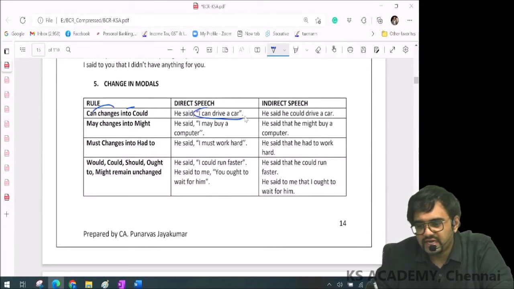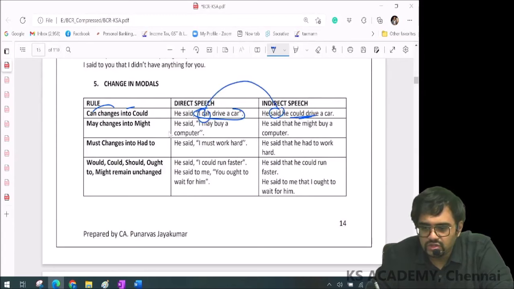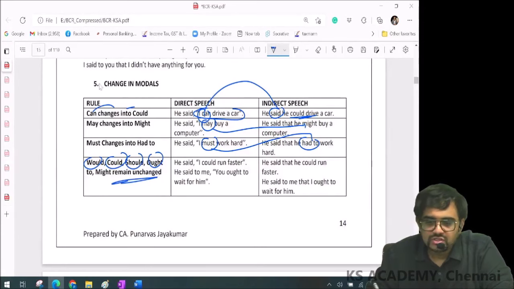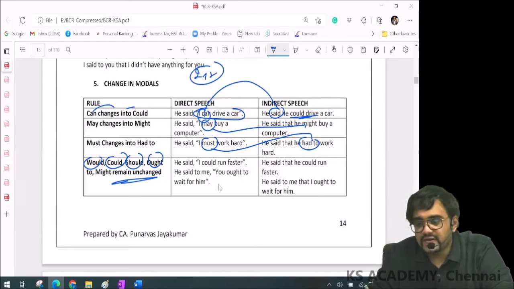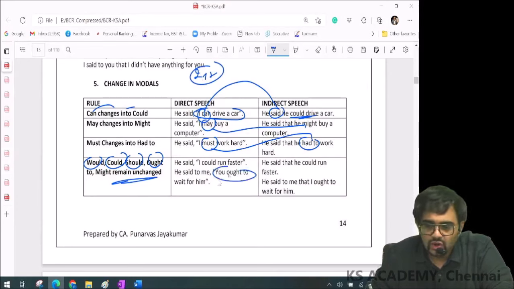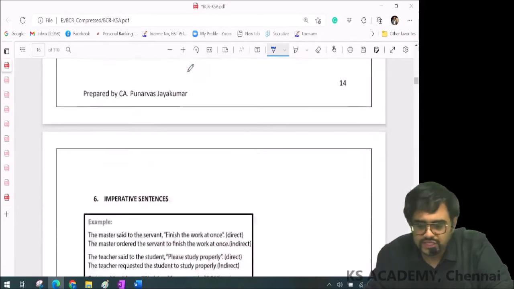Then here also, can changes into could. He said, I can drive a car. He said he could drive a car. Can will become could. May will become might. Must will become had to. You must work hard, had to work hard. Would, could, should, ought to will remain unchanged. So whatever we are doing now, again 2 plus 2, 4 marks guaranteed question. He said, I could run faster. He said that he could run faster. He said to me, you ought to wait for him. He said to me that I ought to. So could, ought to will not change. It will remain the same.